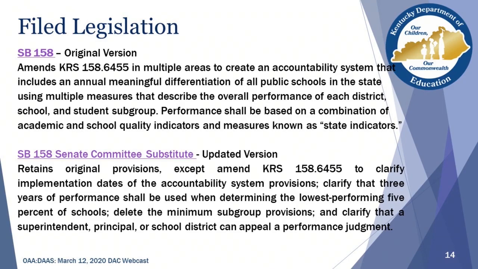The bill removes specific language that an overall summative performance evaluation of each school and district compared to the goals established by KDE, and that the evaluation of each school and district does not consist of a single summative numerical score that ranks schools against each other. So that language was removed. In addition, the evaluation should be based on a combination of academic and quality indicators and measures with greater weight assigned to the academic measures.